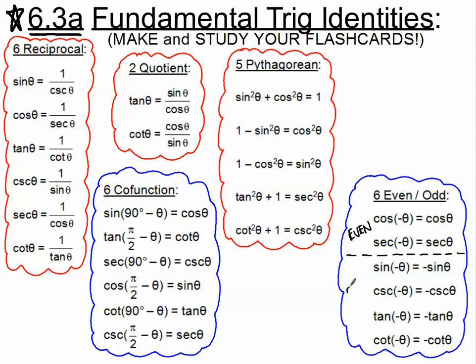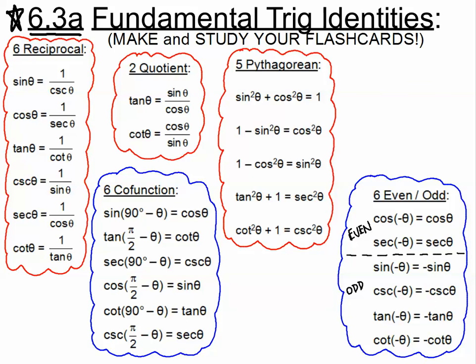The other 4 are odd functions, meaning that the graph would be symmetrical around the origin by a rotation. This time, if you put a negative angle in all 4 of these, you're going to get the exact opposite of what you would have gotten with the positive angle. So whenever you see a negative input, a negative angle in any of your trig functions, you need to remember which ones are even and which ones are odd and convert them to what they're supposed to be, whether it's still positive because they're even or if they're going to be negative because they're odd.